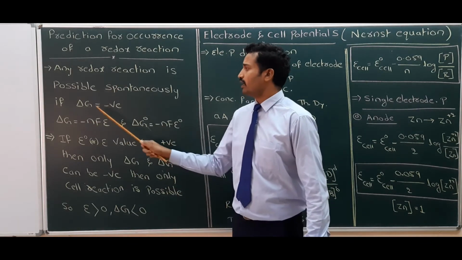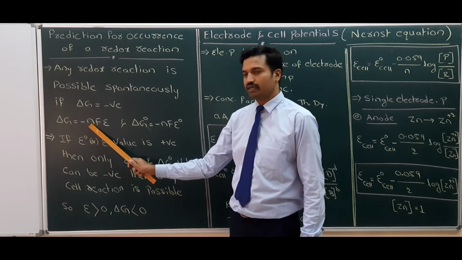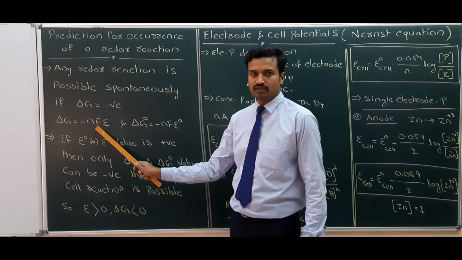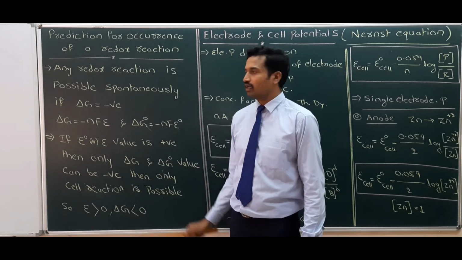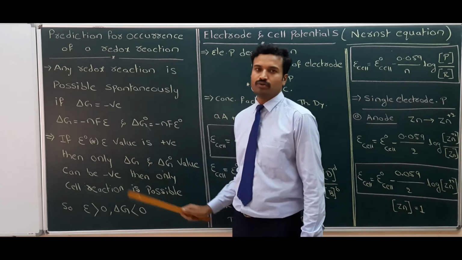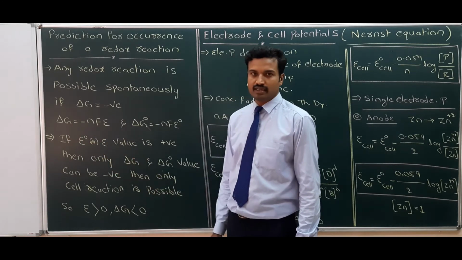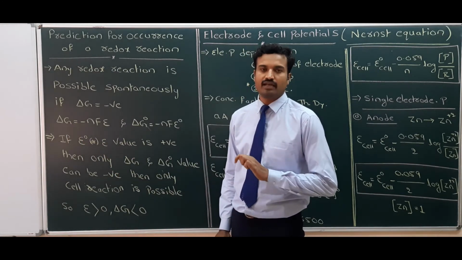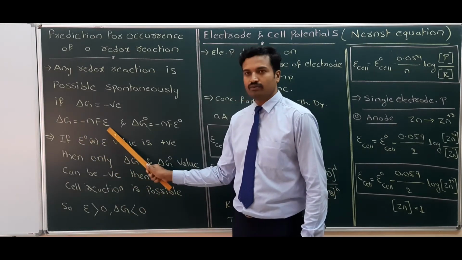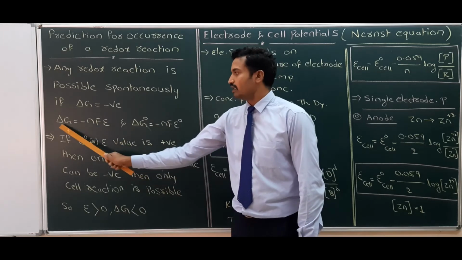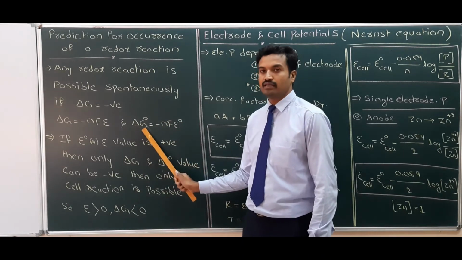So, when will the delta G value be negative? For example, n is the number of electrons, which we can't change, F is Faraday, 96,500, so the electrode potential influences the Gibbs free energy. If the electrode potential value is negative, then we get a positive value of delta G. If delta G is positive, the reaction is non-spontaneous. The cell reaction is not possible. When E is positive, or E naught is positive, only then is delta G negative.